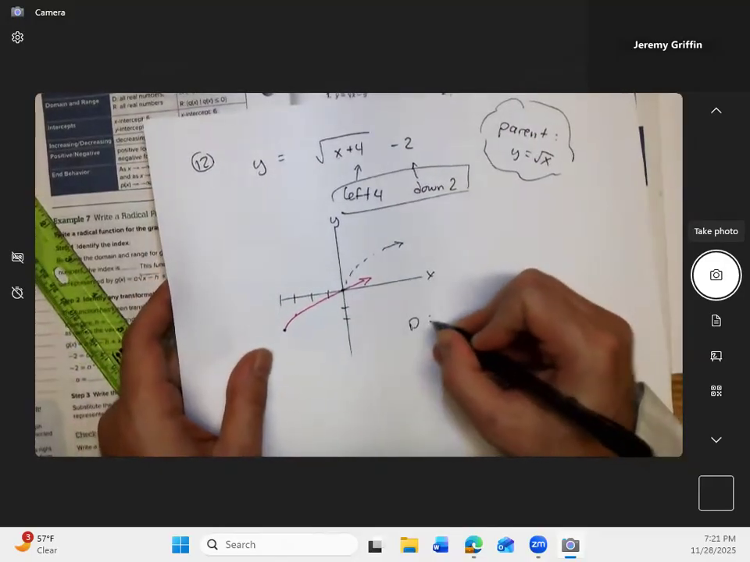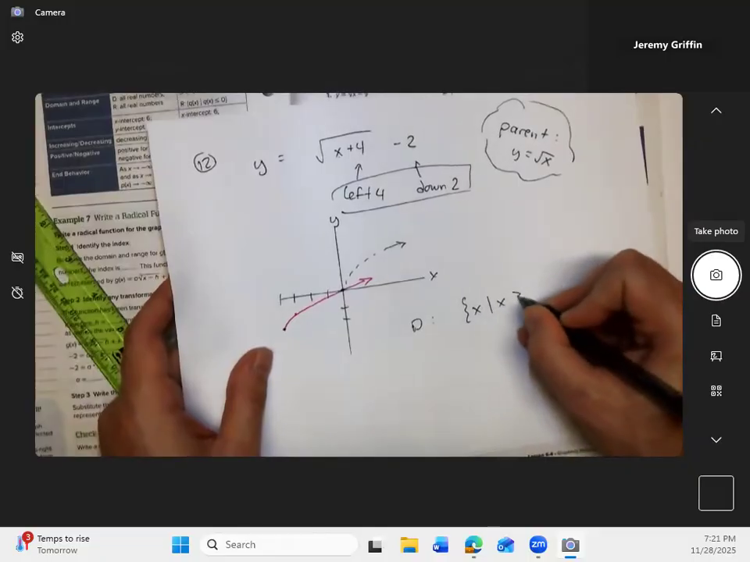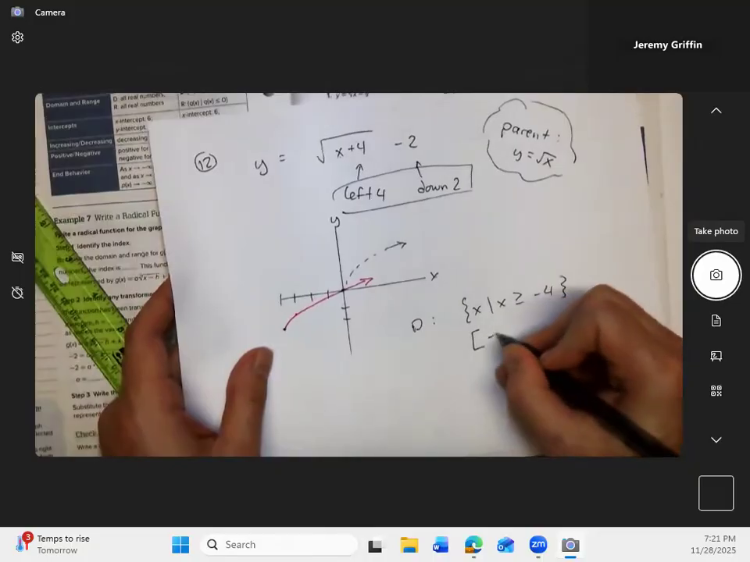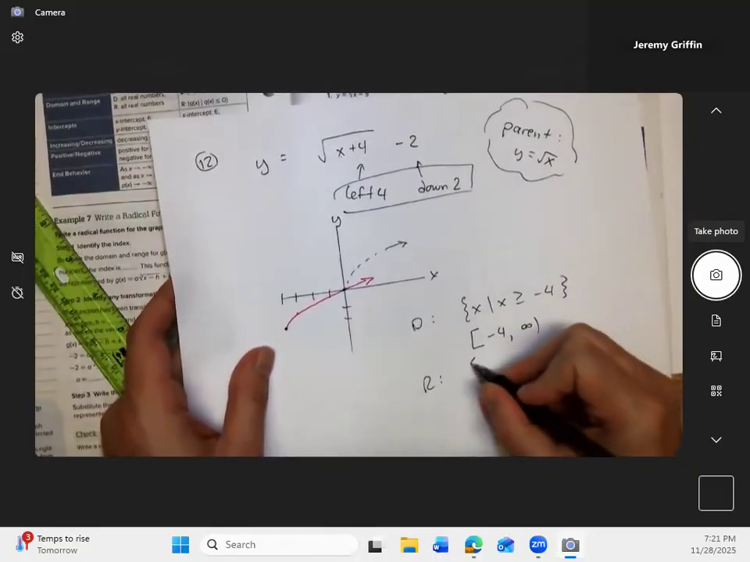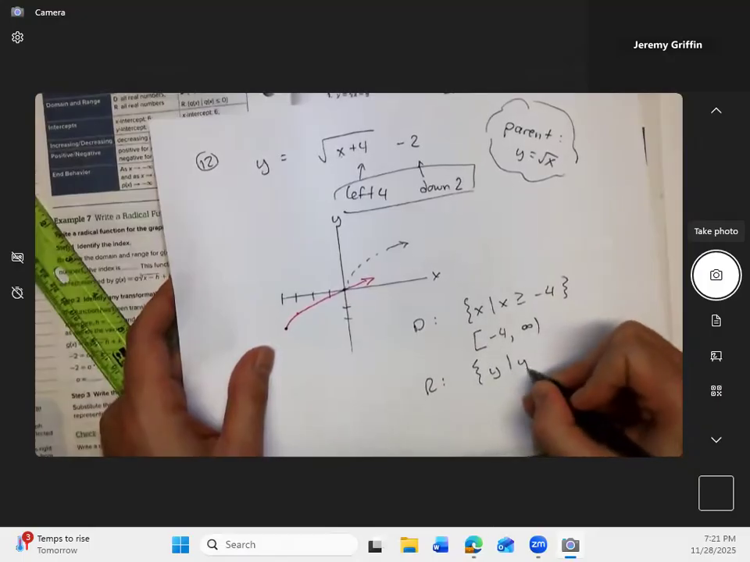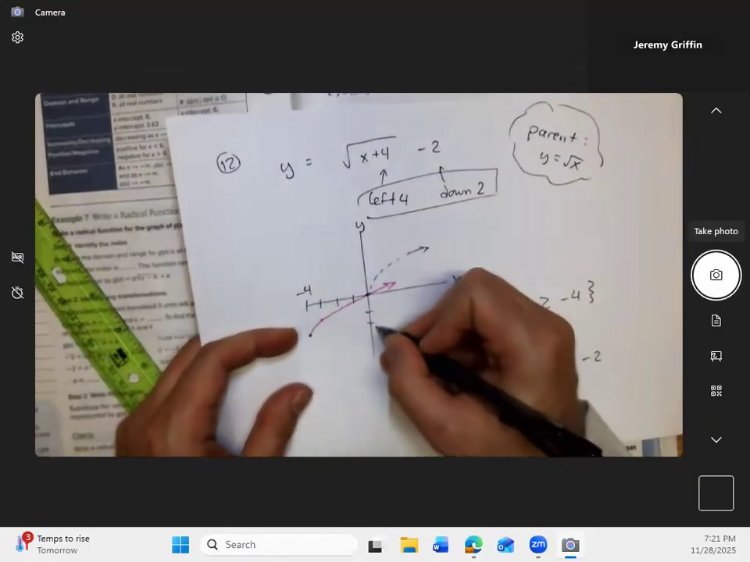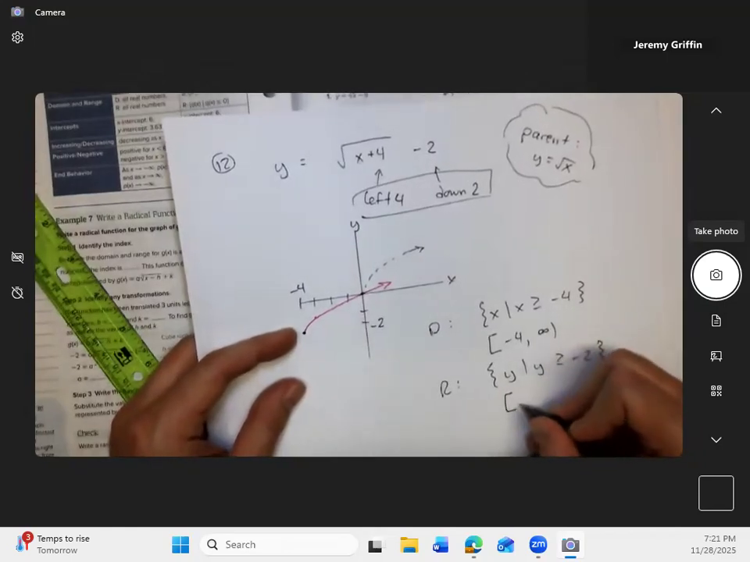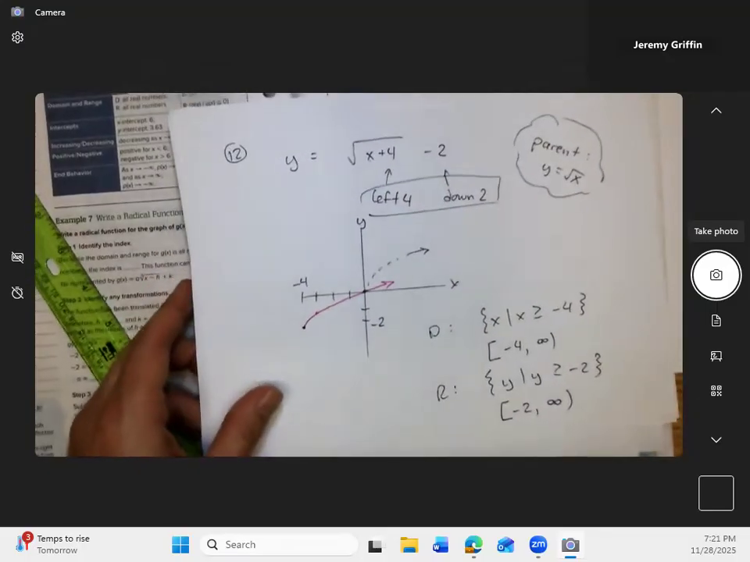And then domain, we could have x such that x is greater than or equal to -4, or in interval notation, -4 to infinity. And the range could go y such that y is greater than or equal to -2. Here's -4, here's -2. Or -2 to infinity. All right, there you go. That is all that.